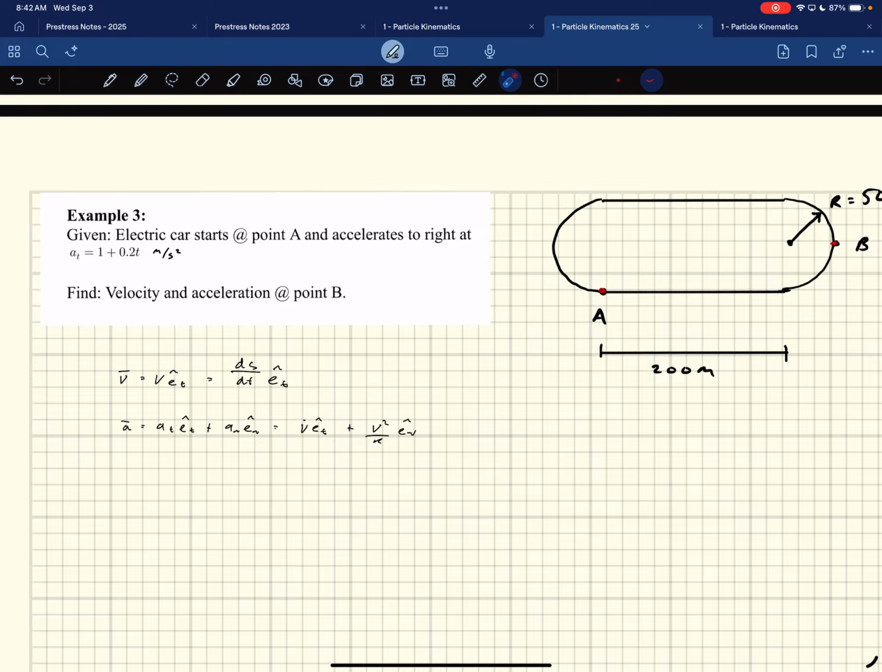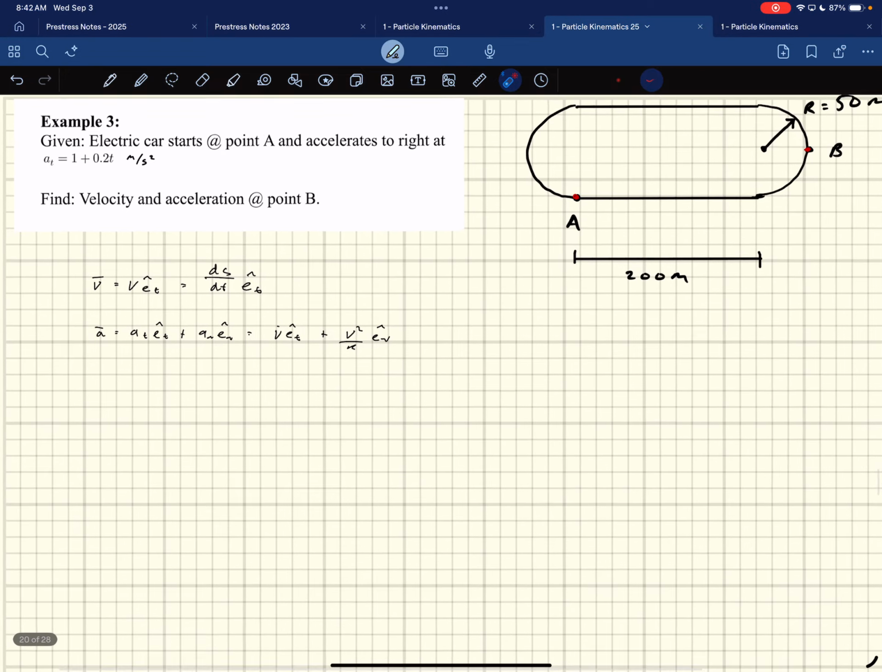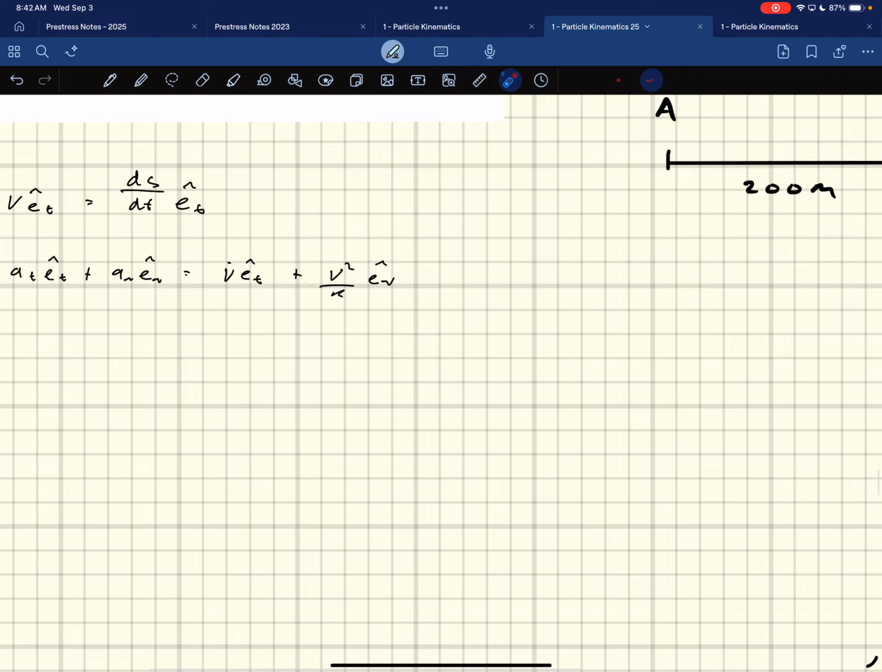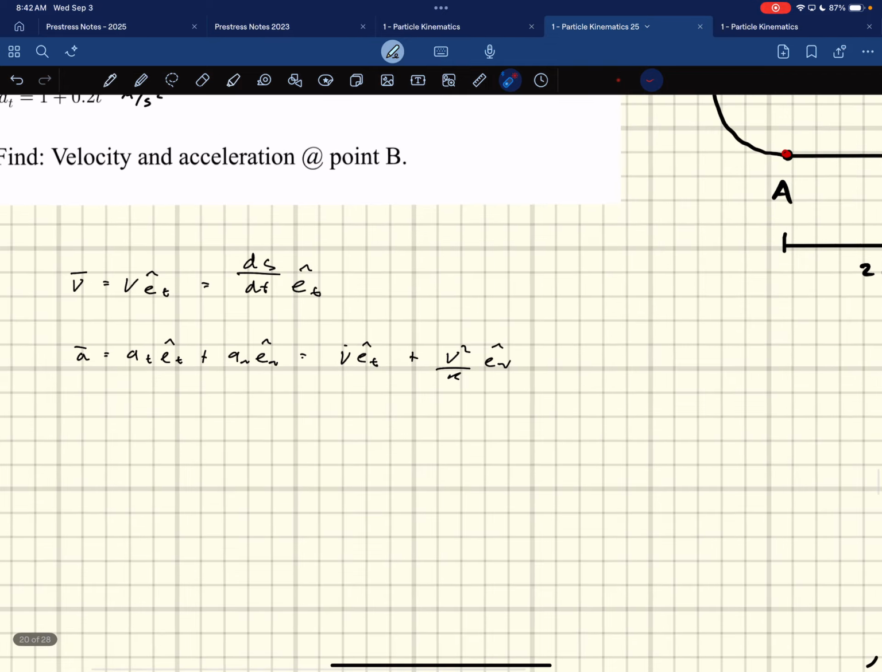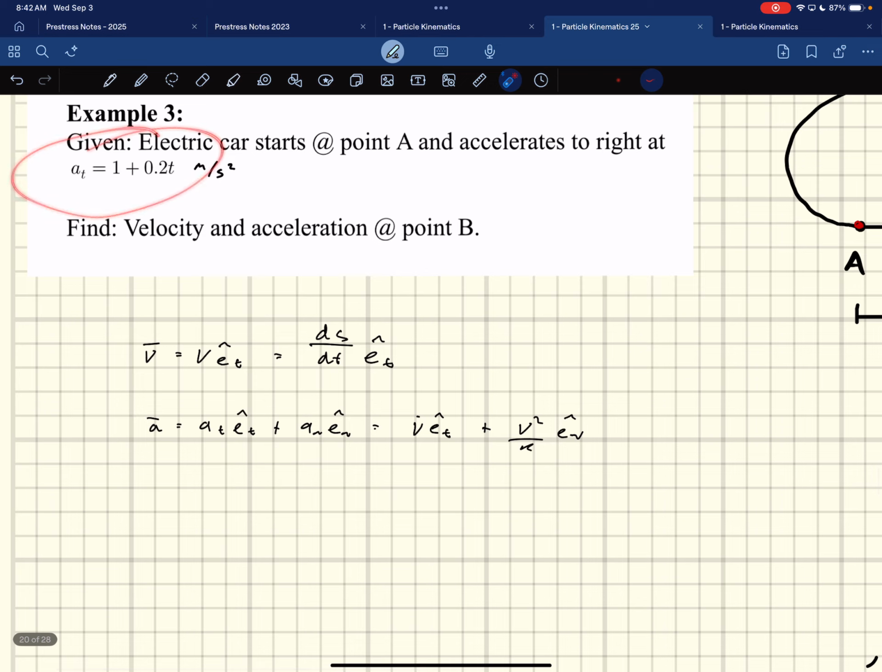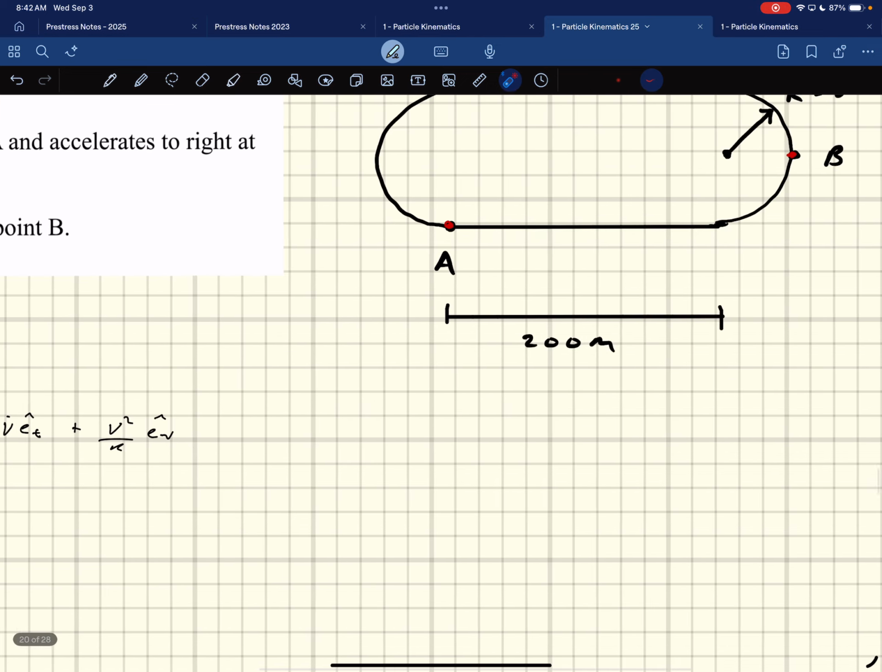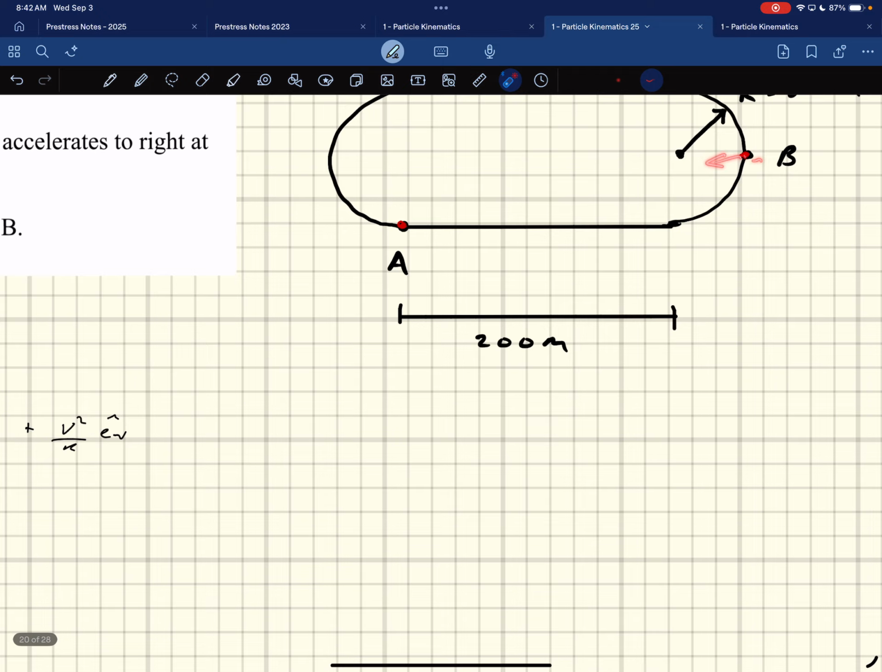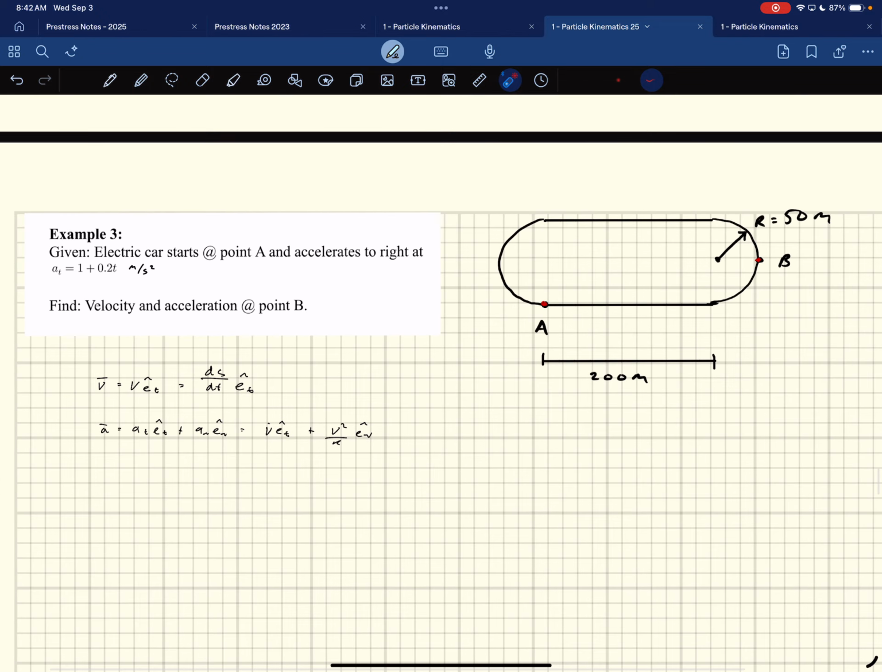Now we've got to come back and find velocity first. I know what my a_t is. They tell me what a_t is, there it is. So this part's easy to find, but I need to know velocity. I need to know how fast it's going when it gets to this point so I can figure out its centripetal acceleration. Also, the problem statement asks for it. If I'm after this velocity, I need to know what the velocity is at point B.